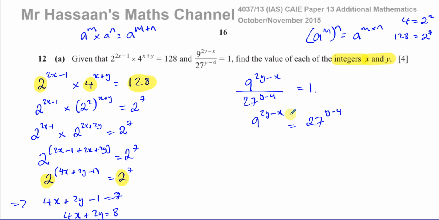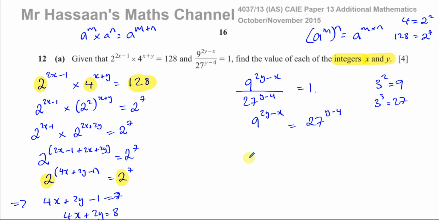Now, 9 and 27. What number can I express them both as, with the same base? Well, 3. I know that 3 squared is 9, and I know that 3 cubed is 27. That's why it's a good idea for you to have an idea of especially the squared and cubed numbers and so on, and that will help you to answer such questions in a much quicker way.